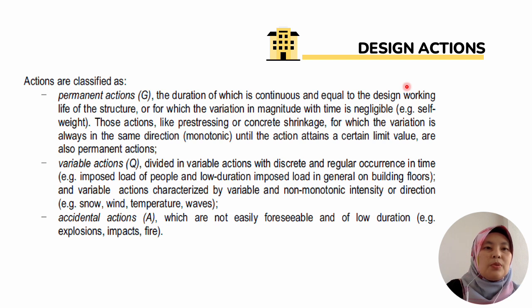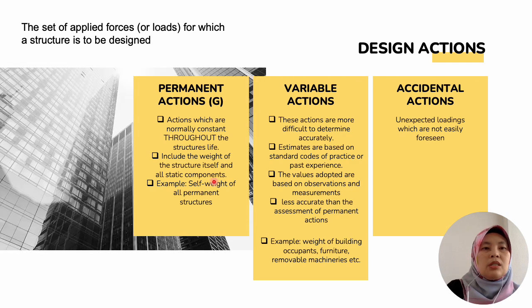So next we proceed with the design actions. Basically these are the definitions of actions that are listed in the Eurocode. So we have permanent actions, which are usually denoted by G, and then we also have variable actions, Q, and also the accidental actions. Now we look into the definition of each of these actions.